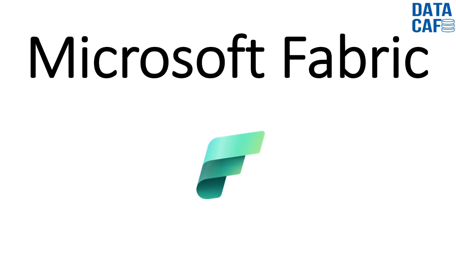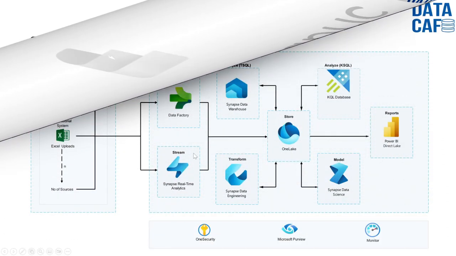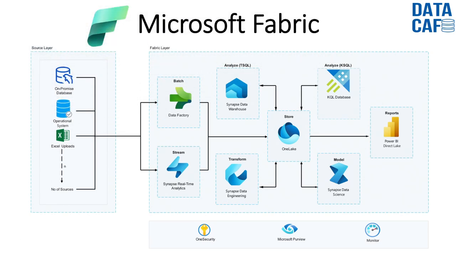Then we'll understand the components of Microsoft Fabric. So this is the simple architecture of Microsoft Fabric. One by one, I will explain each and every component. You can see on the left-hand side we have the source layer. You can connect on-premise databases, operational systems, or Excel uploads. If you want to connect to the cloud environment, you can connect through the cloud to the Fabric layer. In the Fabric layer, there are a lot of components available. One by one, I will explain.